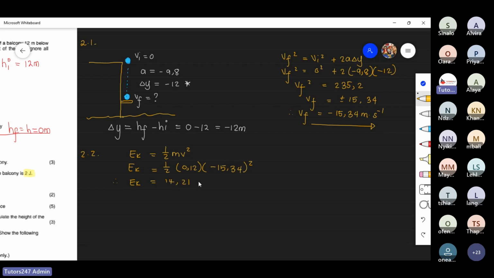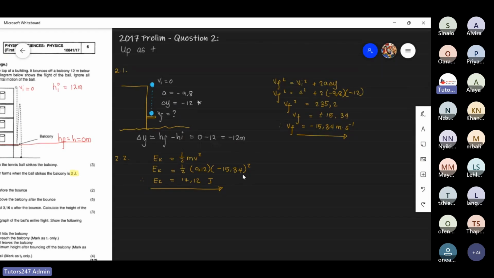And don't forget your unit of measurement is joules. Actually 12, not 21. Sorry about that. So that is going to be 14.12 joules. That is the kinetic energy of the ball just before it hits the balcony.